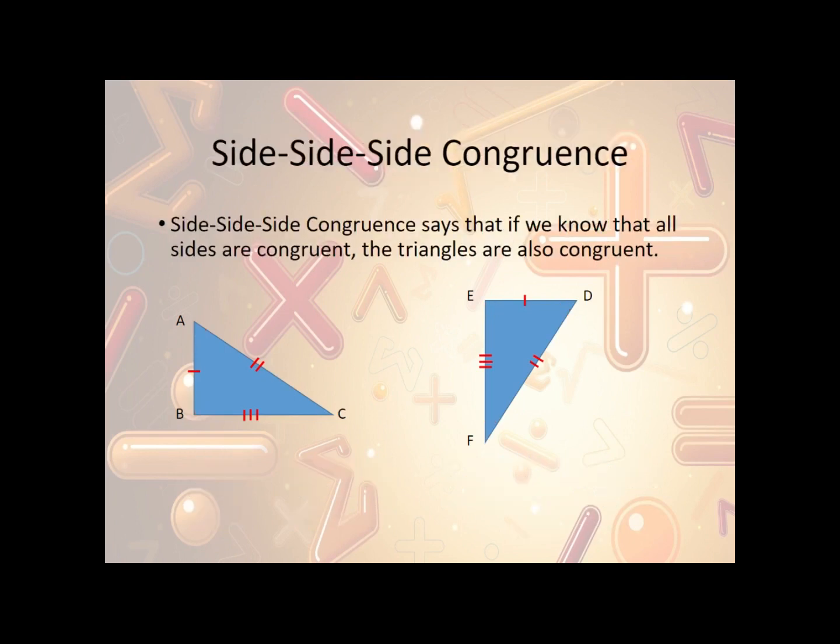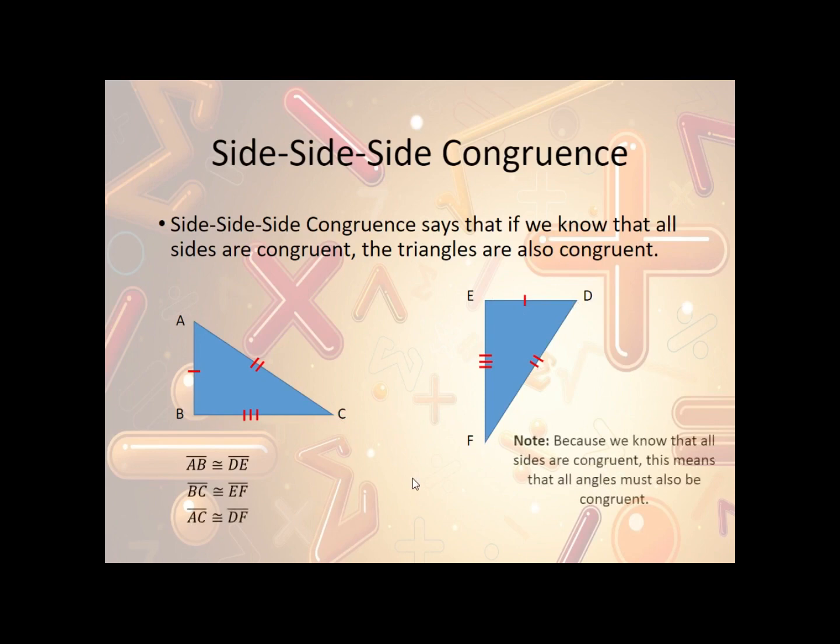Now let's take a look at side-side-side congruence. And what side-side-side congruence says is that if we know that all the sides are congruent, then the triangles must also be congruent. So again, we can say that AB is congruent to DE. We could say that BC is congruent to EF, and AC is congruent to DF. Therefore, we know that the triangles must be congruent because all the sides are congruent. So because of side-side-side, we know that triangle ABC is congruent to triangle DEF.